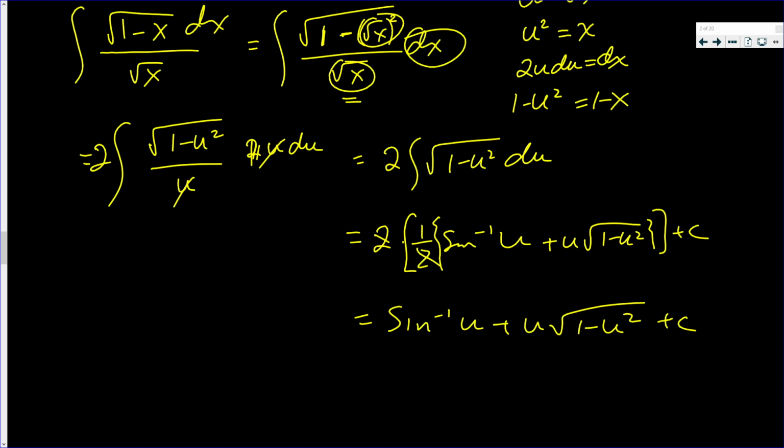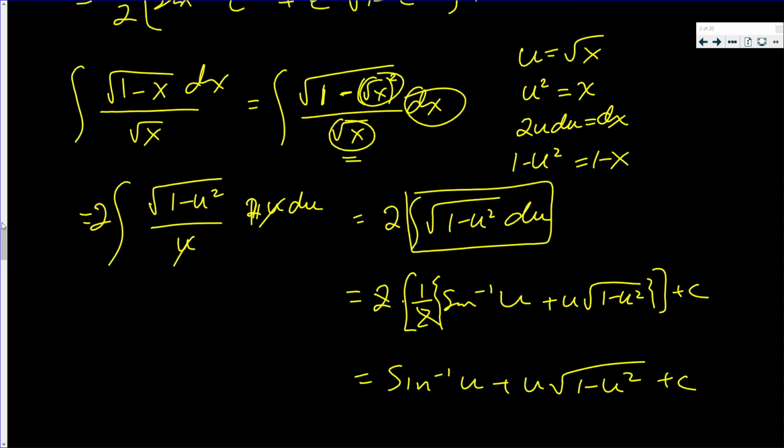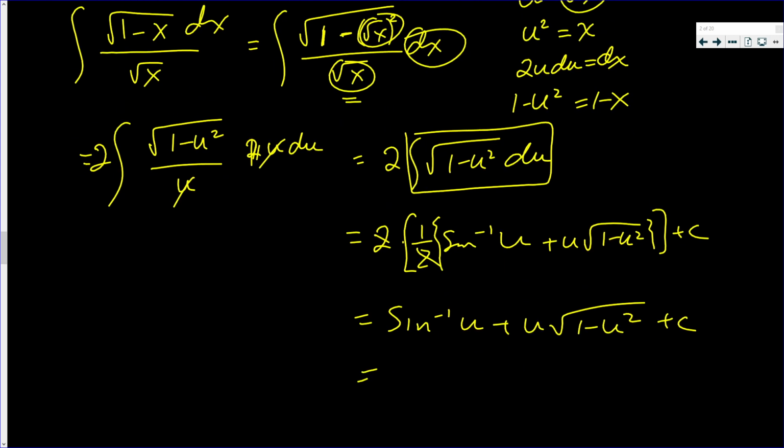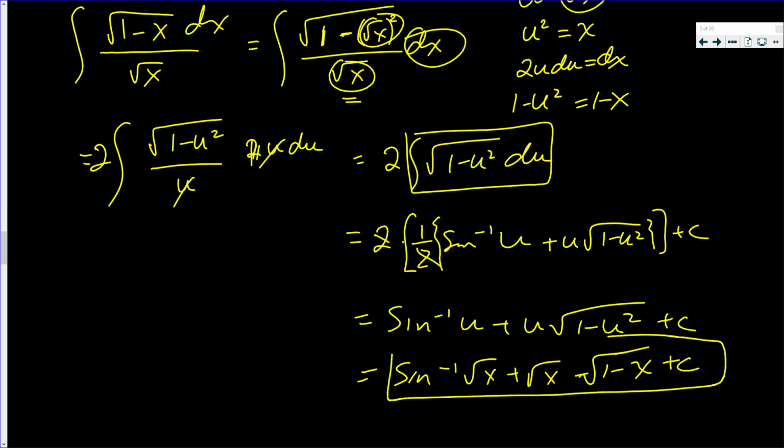What will be different here is what u was, but this integral doesn't change. u was the square root of x. So it's the sine inverse of square root of x plus the square root of x times the square root of 1 minus square root of x squared, which is x, plus c. And that is the integral of that. That's the solution to that integral, and this finishes this section on trig substitution.